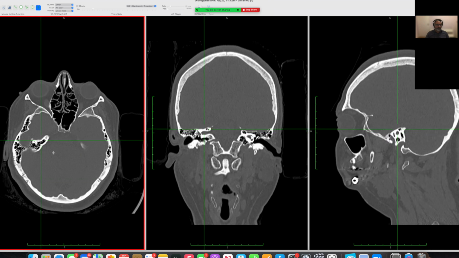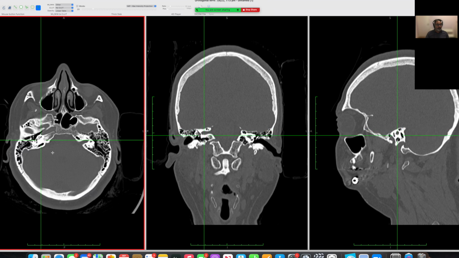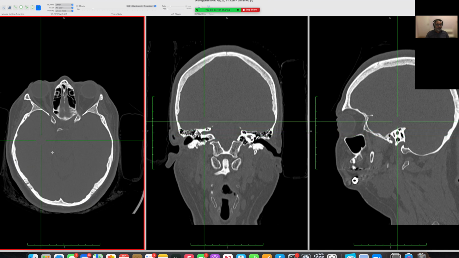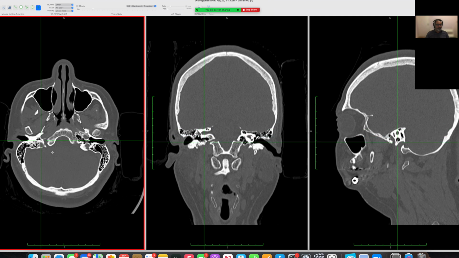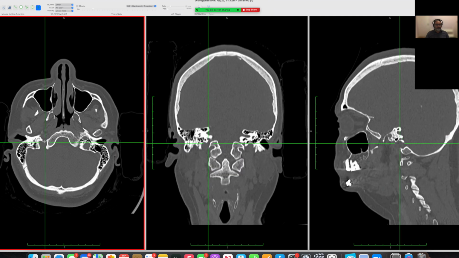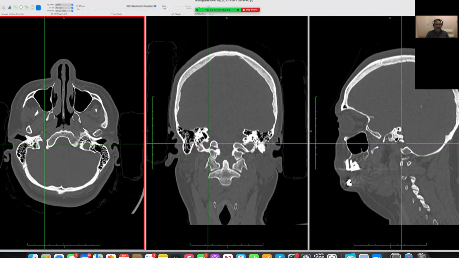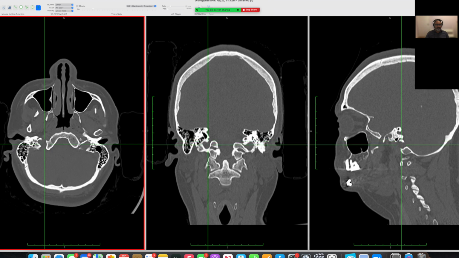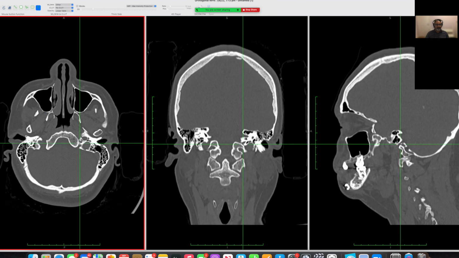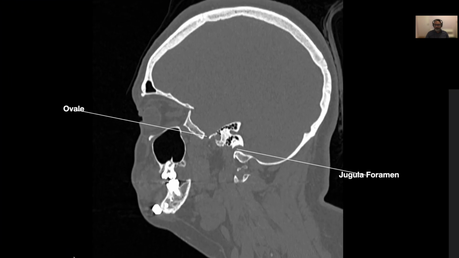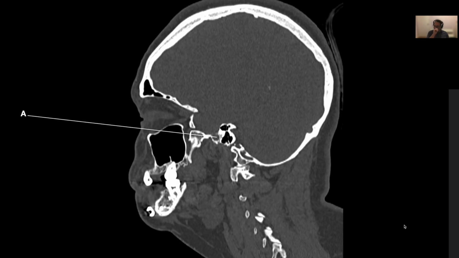And if I keep going further down, where did jugular foramen go? It should be around here. Where are you, jugular foramen? Oh, I'm going up, that's why. Oh, that's the jugular foramen. So that'd be the jugular foramen. But that's fine. Let's do the next one.